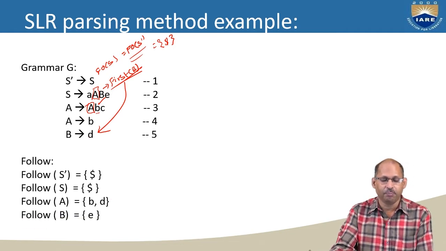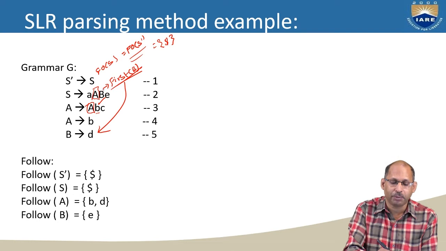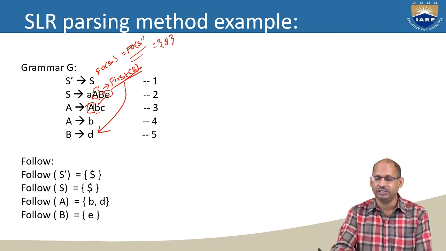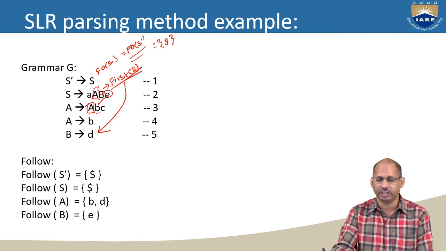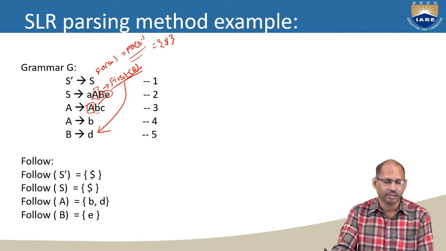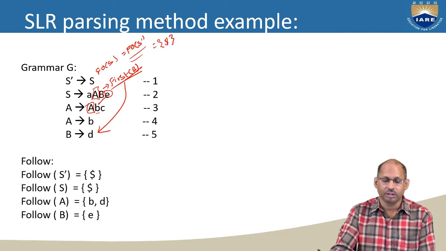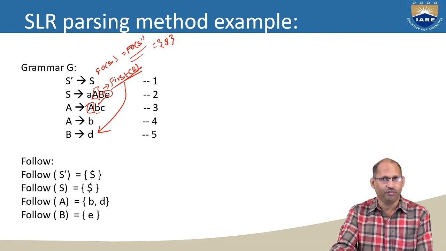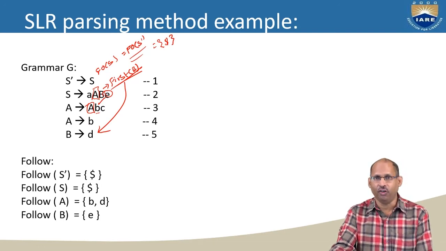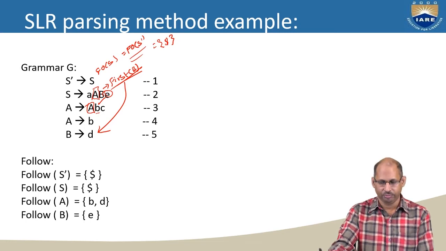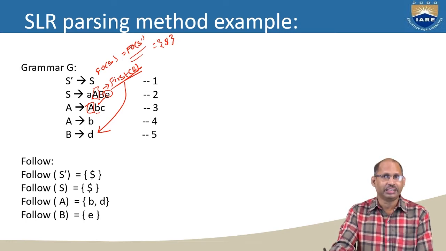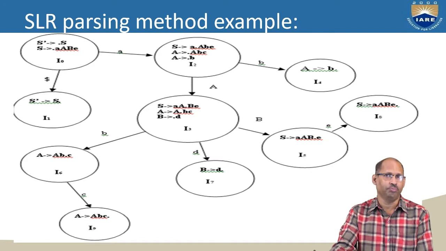Then follow of B. Follow of B exists here itself. So follow of B is first of A, so it is e only. So we have found the follow of all the non-terminals. Now we construct the canonical group.